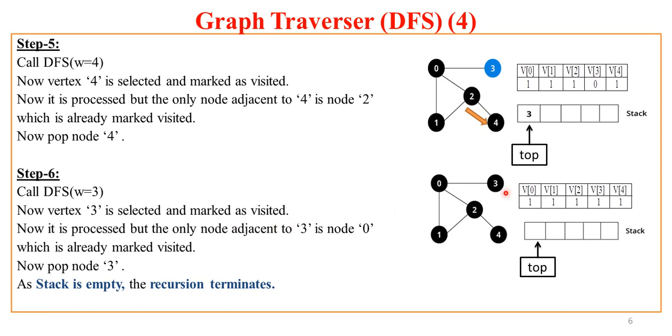Now after that, as you see, 3 has only one adjacent node, that is 0, which is already marked as 1, and as we have processed 3, that will also be marked as 1. So here all the nodes are processed and the stack is empty. Once the stack is empty, recursion terminates. This way we see that we have processed all the nodes.